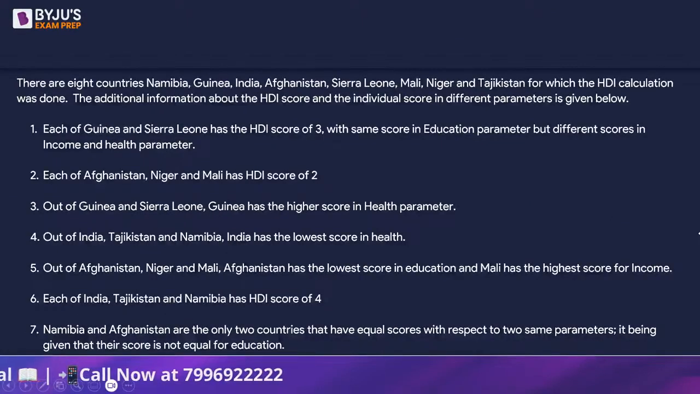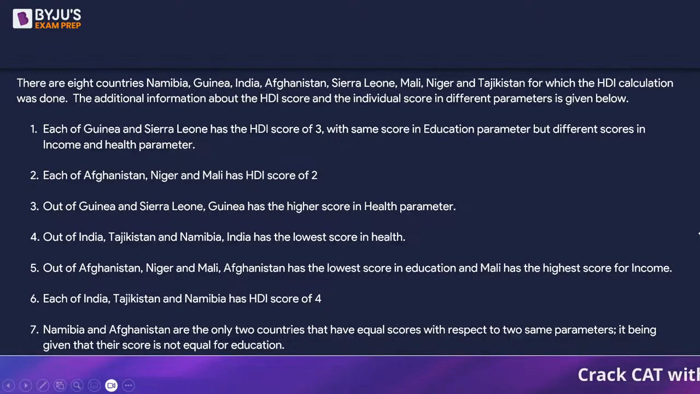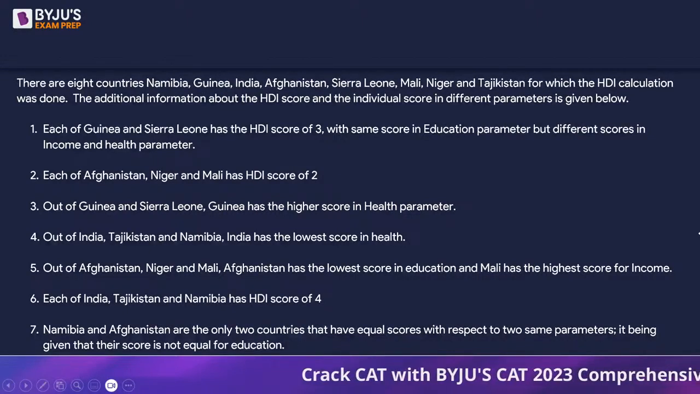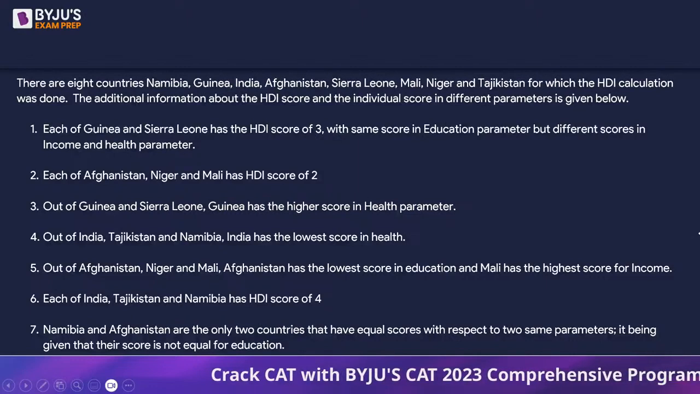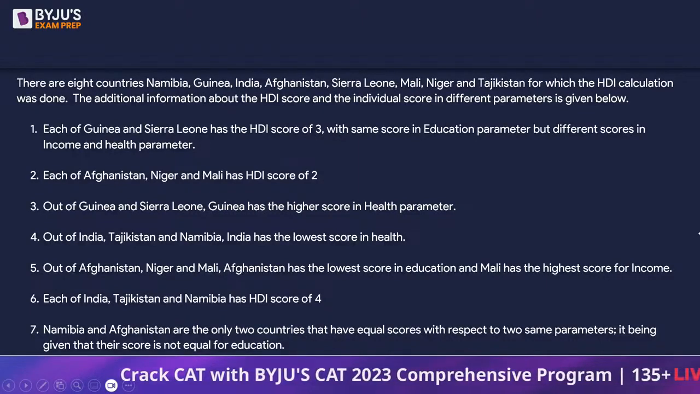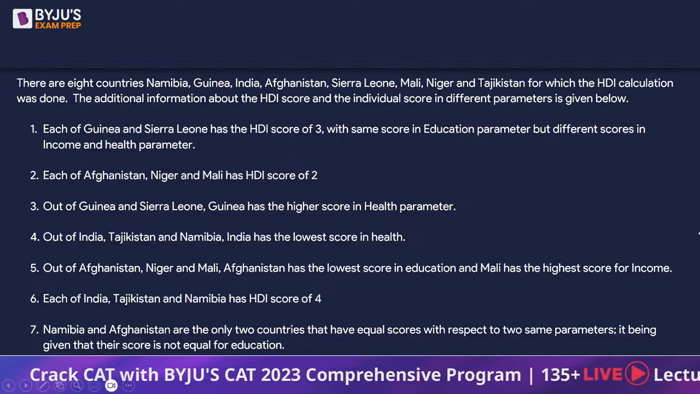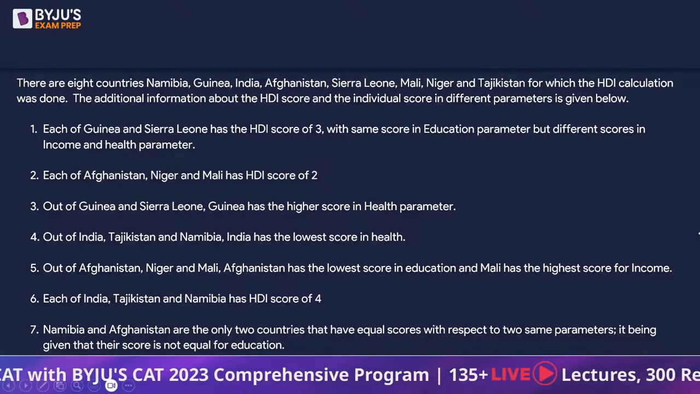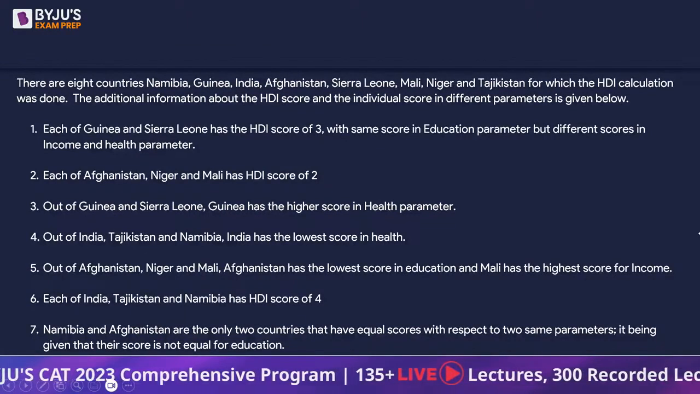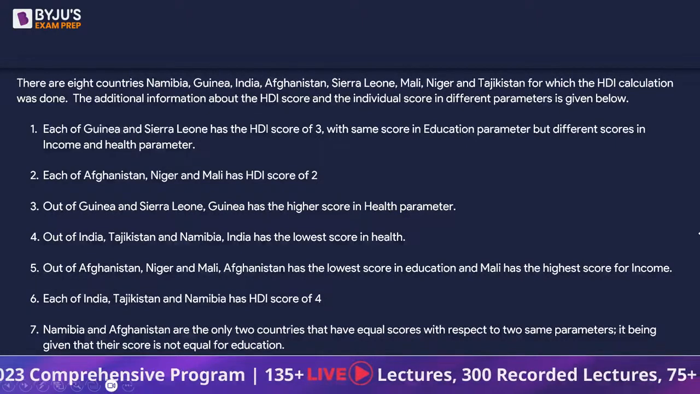Now, there are 8 countries: Namibia, Guinea, India, Afghanistan, Sierra Leone, Mali, Niger and Tajikistan, for which the SDI calculation was done. The additional information about the SDI score and the individual score in different parameters is given below. So we have 7 points. Each of these countries has the SDI score of this. Each of these countries has SDI score of 2. Out of this and this, highest score in health parameter and so on and so forth.